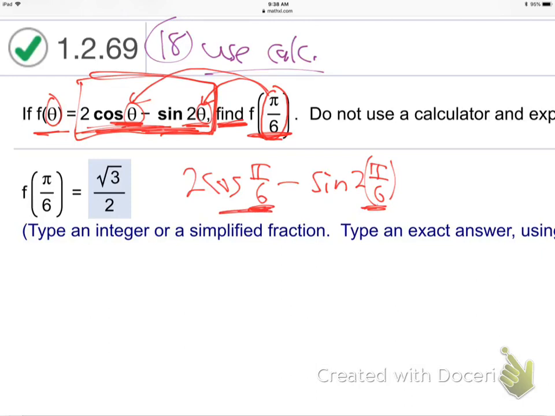So we're going to talk about how you find cosine of pi over 6 without using your calculator. I thought we could put it off to the next section. I have to not use my calculator because they're giving me an exact answer, not a decimal. So I'm going to have to show you how to do it without a calculator. How do you do that?